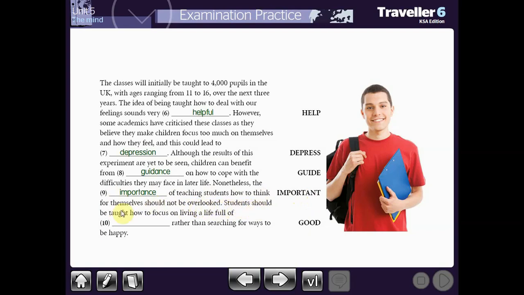Students should be taught how to focus on living a life full of rather than searching for ways to be happy. Here we have good, an adjective, and I want a noun. So we put the word goodness.